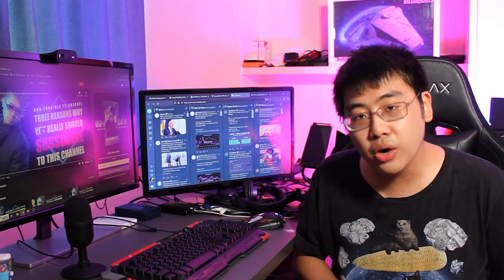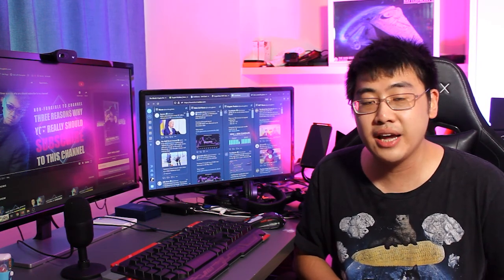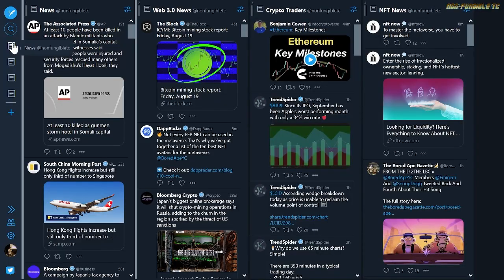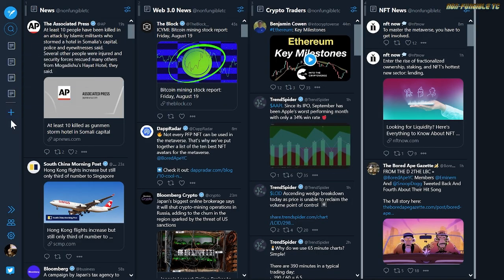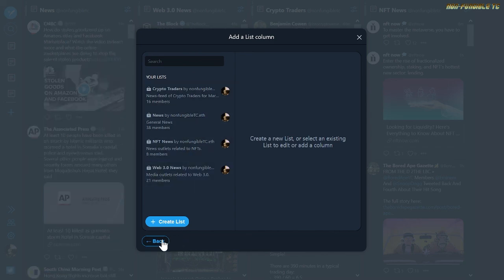And on the computer, what you can do is that there's a software called TweetDeck. So TweetDeck is actually an analytics platform that was acquired by Twitter a while back. When you use TweetDeck, you can actually add these lists into TweetDeck to create different types of newsfeed for you.